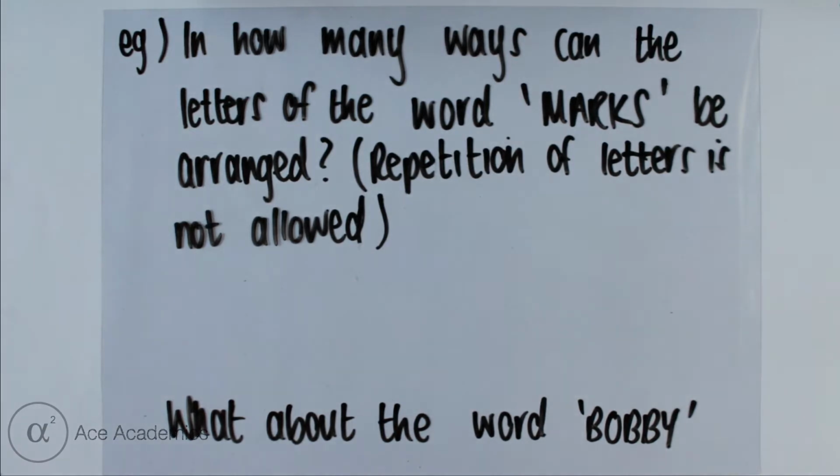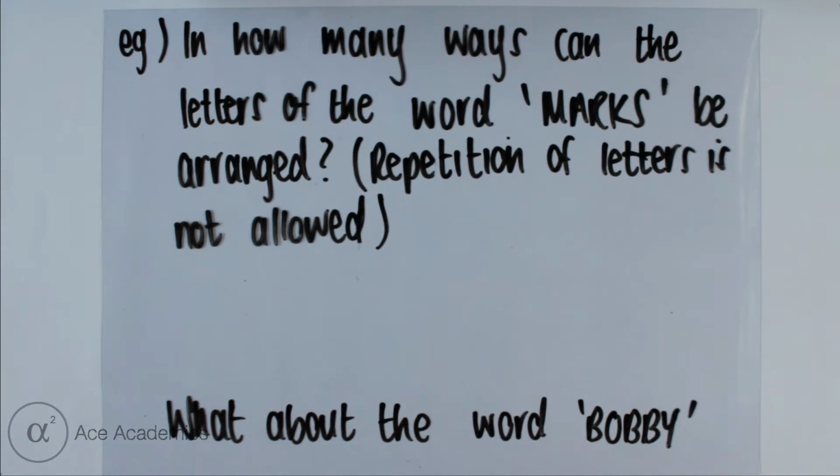Just to recap on the previous video, let's look at an example. In how many ways can the letters of the word marks be arranged? Repetition of letters is not allowed. Now, since there are 5 letters in the word marks, they can simply be arranged in 5 times 4 times 3 times 2 times 1 ways.